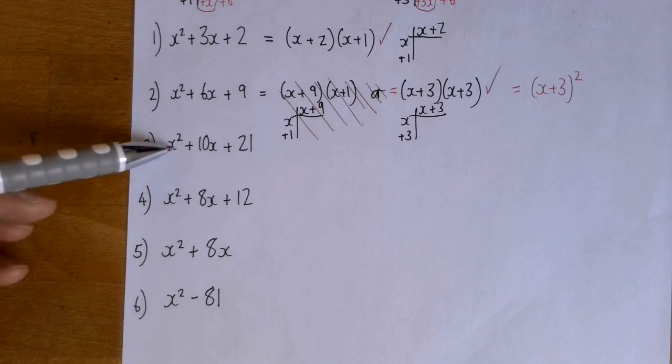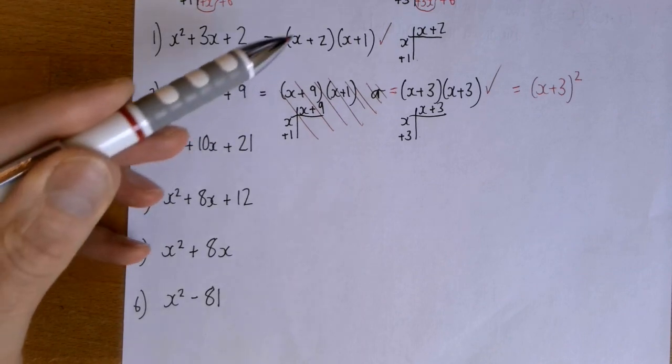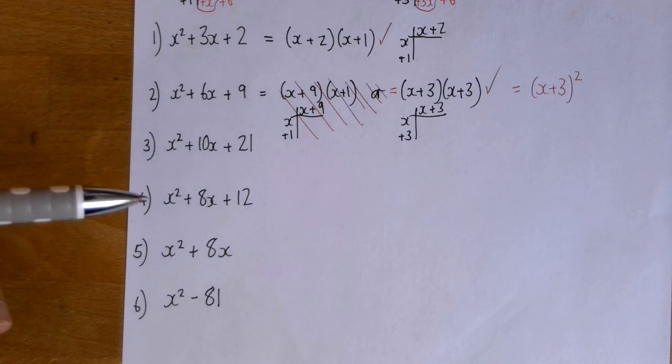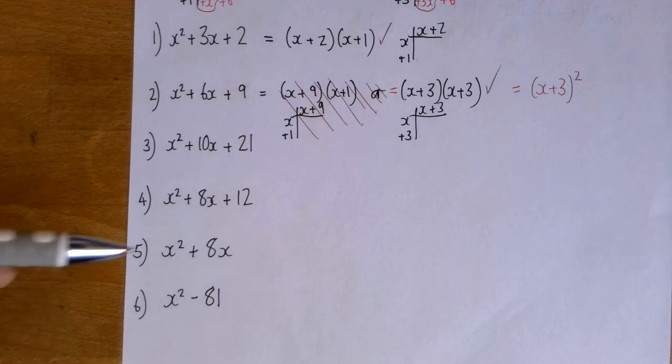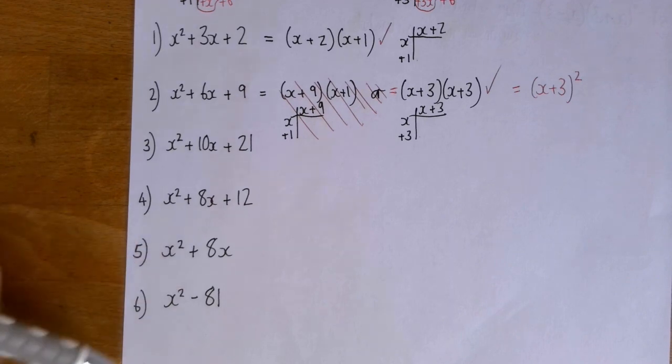Now, these two are similar to these, so it'll be x plus something in one bracket, x plus something else in another bracket. But 5 and 6 are special cases, so the answer to these will be some of the special case brackets that we met yesterday. Have a go. Again, I'm going to pause the video, have a go at those, and I'll go through the answers then.